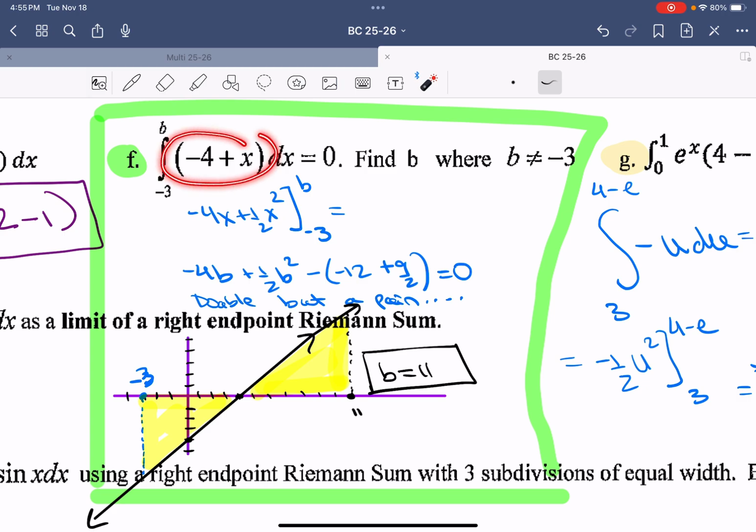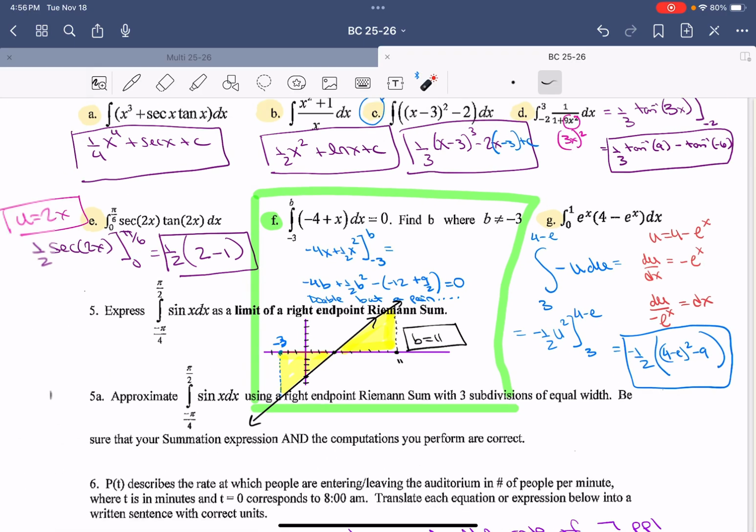So I just graphed negative x plus 4, and that's this line. And the net signed area from negative 3 to b would equal 0. All you have to do is figure out what value of b would give you a net signed area from negative 3 to 11 of 0. It ends up being b equals 11, just using some symmetry. But you could also do it this way. Do it out.